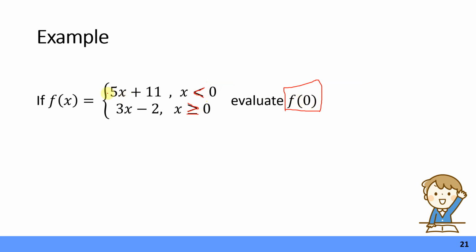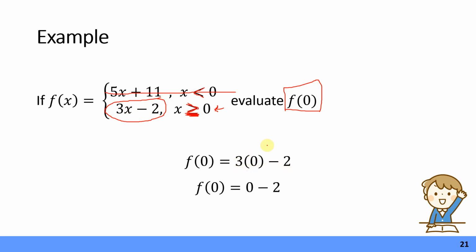0 is not less than 0, so we're not going to use the top one. 0 is greater than or equal to 0. So it's not greater than, but it is equal to 0, right? So since it has this equal sign, it fits in this one. That means I'm going to be using this equation. So again, don't let that confuse you, but 0 is equal to 0. That's why it falls under the one that has the equal sign. So I'm going to replace the x with 0. So instead of 3x, I'm going to put 3 times 0 minus 2. 3 times 0 is simply 0. Minus 2 gives me negative 2.